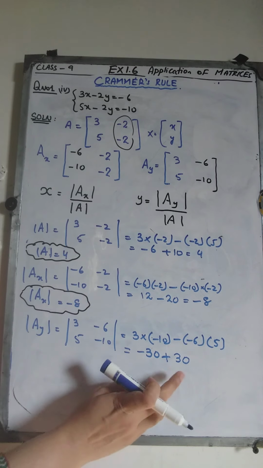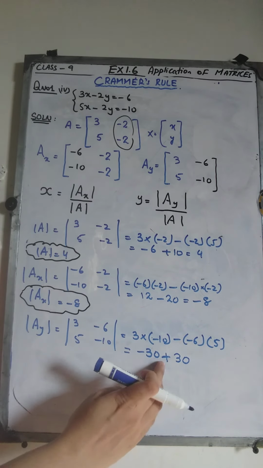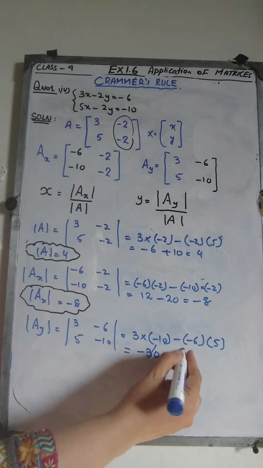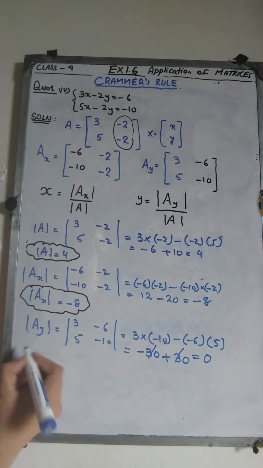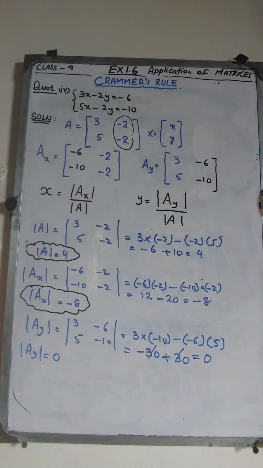So 6 5s are 30, 3 10s are also 30. This is -30, and minus plus 6 into 5 is 30. They will cancel out each other, and the result will be equal to 0. It means that determinant of AY will be equal to 0.